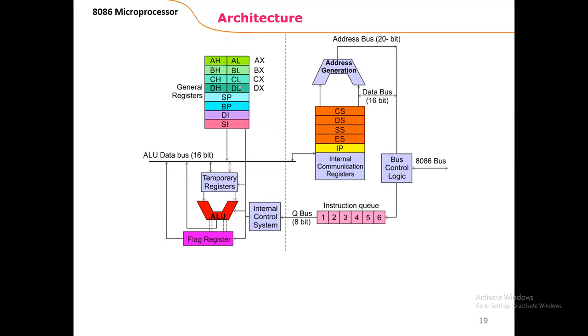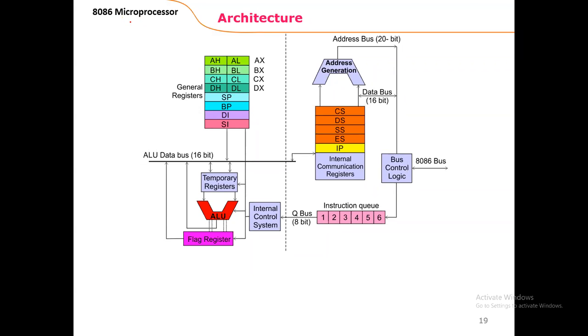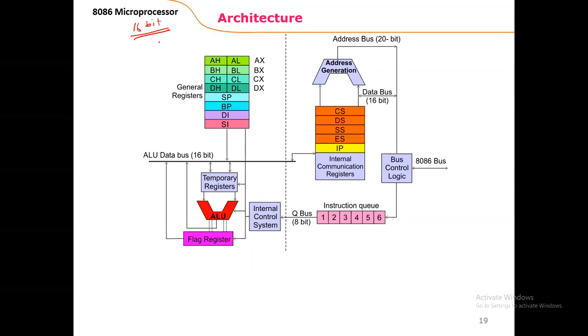So now we discuss this: the general register, called the general purpose register. There are 4 general purpose registers. You know that the 8086 microprocessor is a 16-bit microprocessor. We already discussed this. In this architecture, all registers are 16-bit. All are clear? Yes, sir.